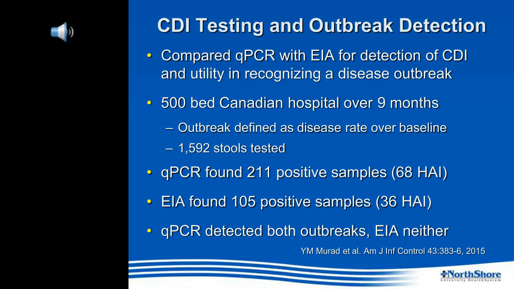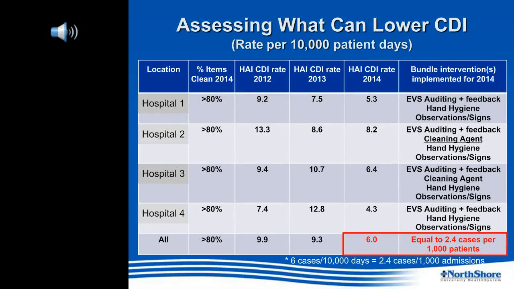Very interesting paper published this year looking at EIA and PCR detection of outbreaks. And as you can see from this paper, the PCR detected more healthcare-associated infections and actually told them that they were above a threshold and having an outbreak, whereas the EIA, if they had been using that, would not have found or even detected the outbreak and had not alerted them to the problem. So it does suggest that sensitive testing can be useful both for detecting all patients with Clostridium difficile infection, as well as for detecting outbreaks.